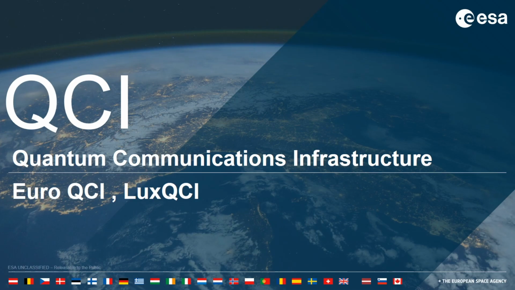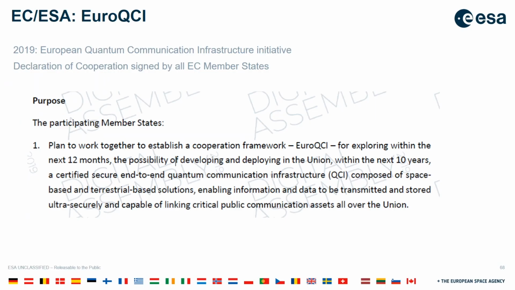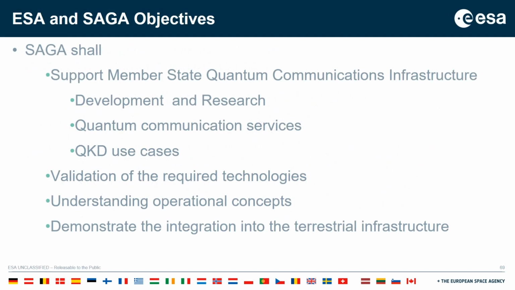So what do we do in Europe? Remember I mentioned that acronym QCI, Quantum Communications Infrastructure. In Europe, there are different processes. There's the EuroQCI and LuxQCI and other national programs. So in 2019, the European Commission, which is different to the ESA, two different organizations working together, declared a plan for a cooperation framework for the EuroQCI to build a quantum communication infrastructure. EuroQCI is foreseen to be a system of systems.